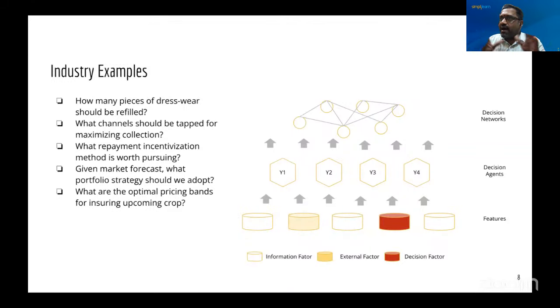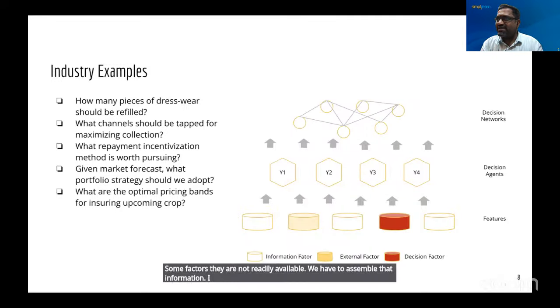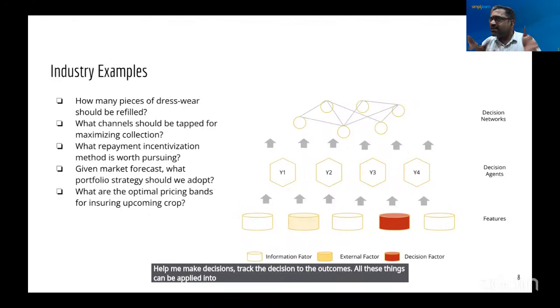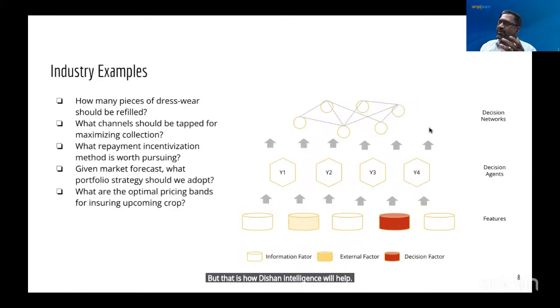Some factors are not readily available. We have to assemble that information. I know that this information is available, but I have to go and get it from somewhere. Then combine all this information into a scenario, identify the decision opportunity, help me make decisions, and track the decision to the outcomes. All these things can be applied to various industries. So we don't need to go into the details, but that is how decision intelligence will help. Adaptive AI will help.